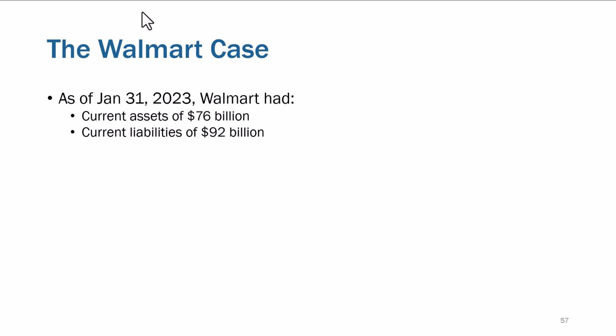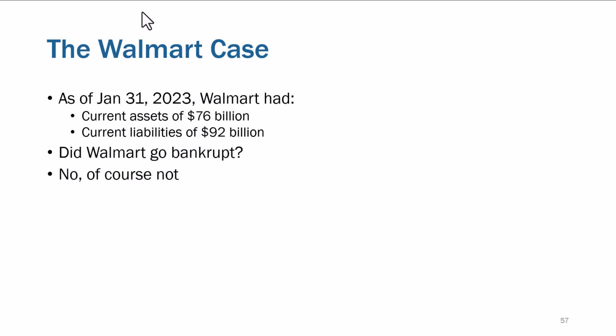So the Walmart case. As of January 31st, 2023, Walmart had current assets of $76 billion and current liabilities of $92 billion. It looks like Walmart's going to go bankrupt. It doesn't have enough current assets to pay off its current liabilities. Holy smokes. We've identified that Walmart stock should be worthless because they're going to go bankrupt, right?